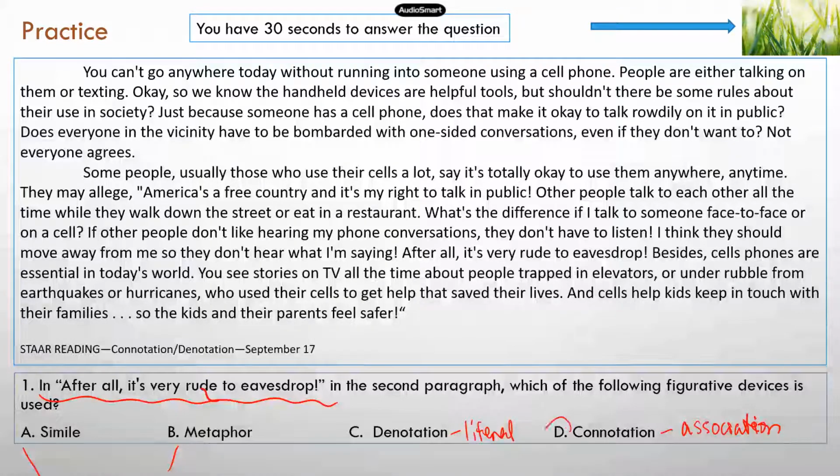So the correct answer is D, because every time people use eavesdrop, it has that negative connotation, because that implies that that person is listening in secretly, right, when that person is not supposed to do it. So negative association, and D, connotation, is the correct answer. Next one.